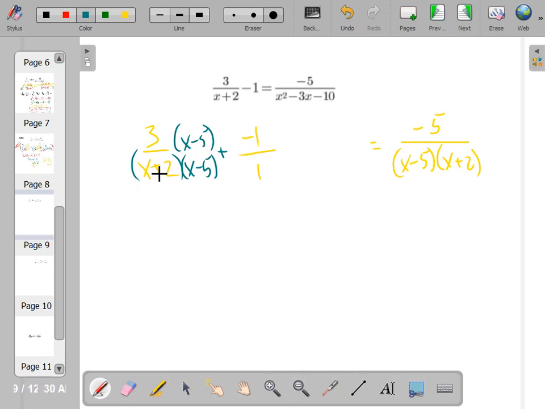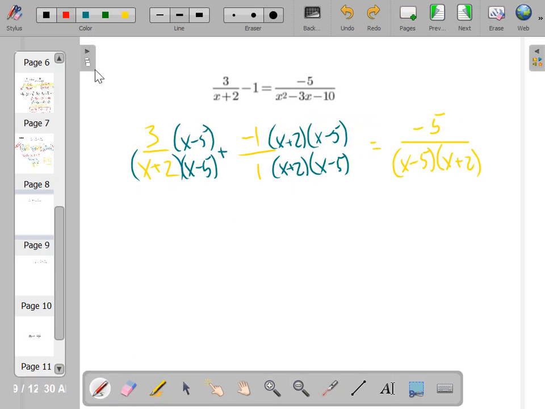Now this one has an x plus 2 and x minus 5. This one needs both, x plus 2, x minus 5. Now that I have the same denominator in every part of the problem, I can multiply both sides by that denominator and clear the fraction. I'm just going to focus on the top. All I'm looking at now is the top of this fraction.